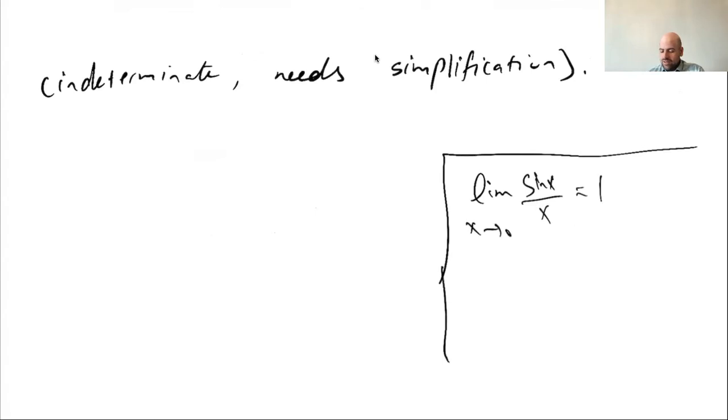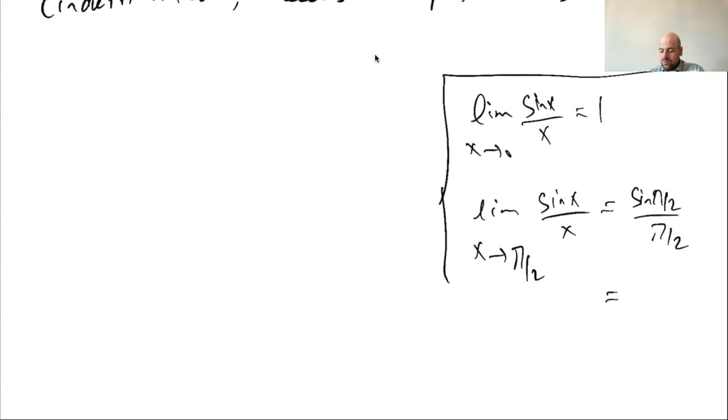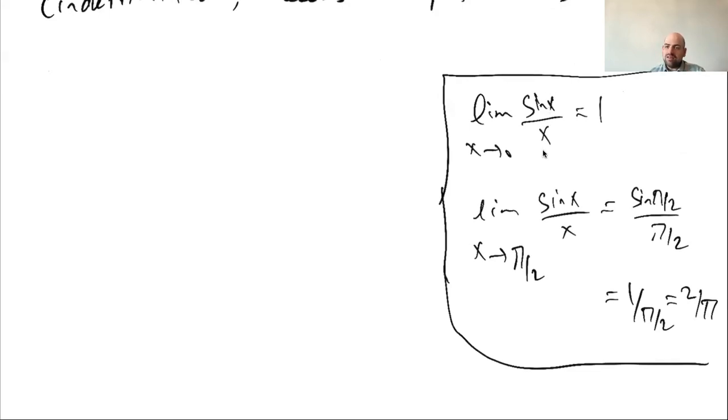But let's say you have limit sine x over x, x approaches, I don't know, pi half, for example. Then this is sine pi half over pi half, which is 1 over pi half, and this is 2 over pi, right? Because for 0, when we replace x with 0, we got 0 over 0, which was indeterminate, and we needed some tools to calculate the limit. But for pi half or any other number other than 0, you will not get 0 over 0. So you can just replace x with the number and calculate your limit.